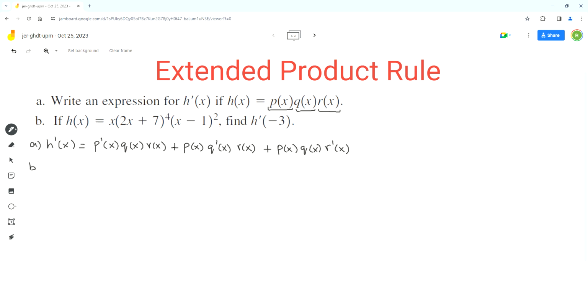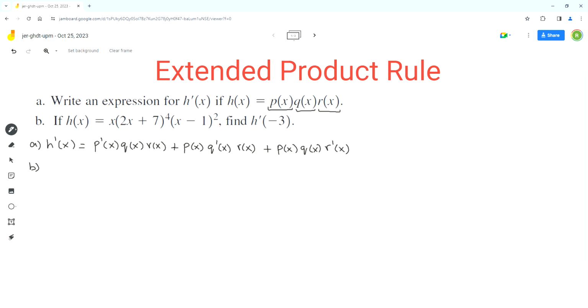So in part B, we have to find, if h of x is equal to x times (2x plus 7) exponent 4 times (x minus 1) squared, h prime at negative 3. So the first step is to find the derivative of h of x.